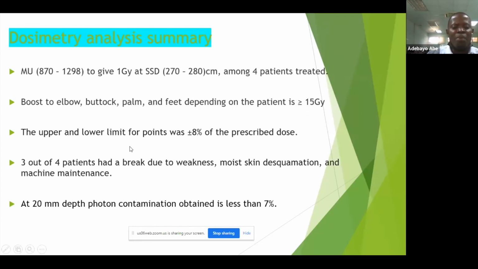The upper and the lower limit for point measurement was less than 8% of the prescribed dose. Sorry, 3 out of the 4 patients had a break due to weakness, mast skin desquamation, and machine maintenance. Then at 20 mm depth, the photon contamination we obtain is less than 7%.